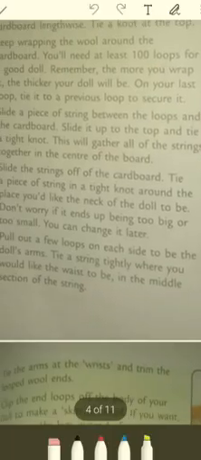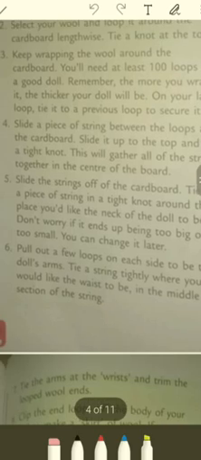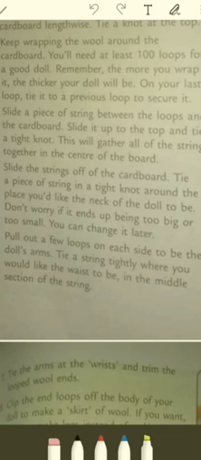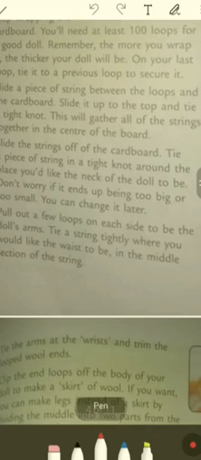So slide the strings off the cardboard, and tie a piece of string in a tight knot around the place you'd like the neck of the doll to be. Don't worry if it ends up being too big or too small, you can change it later. All right.